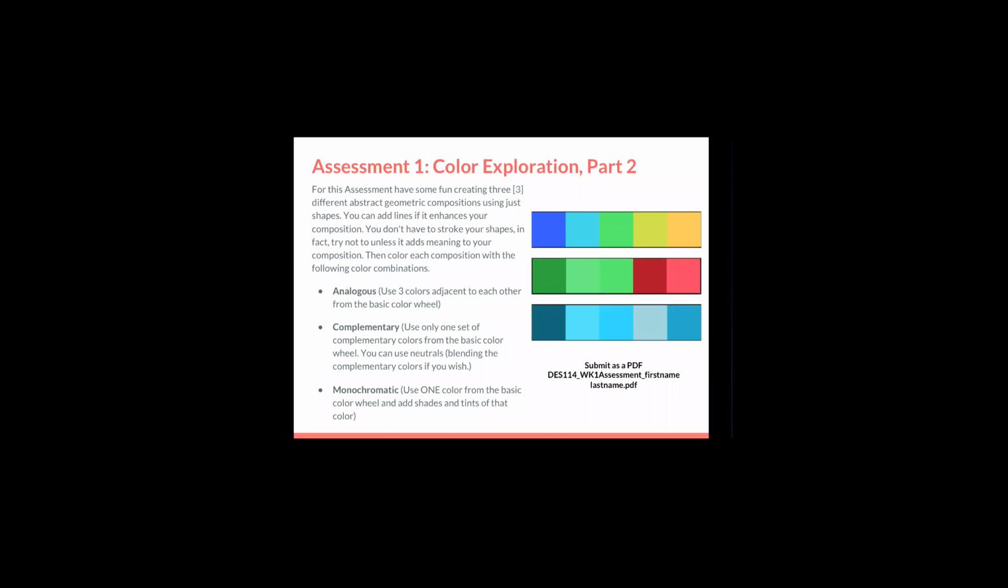All right. So going forward here, let's take a look at your assessment 1, color exploration part 2. For this assessment, have fun creating 3 different abstract geometric compositions. Using just shapes, you can add lines if it enhances your composition. You don't have to stroke your shapes. In fact, try not to unless it adds meaning to your composition. Then color each composition with the following color combinations. So analogous, complementary, and monochromatic.